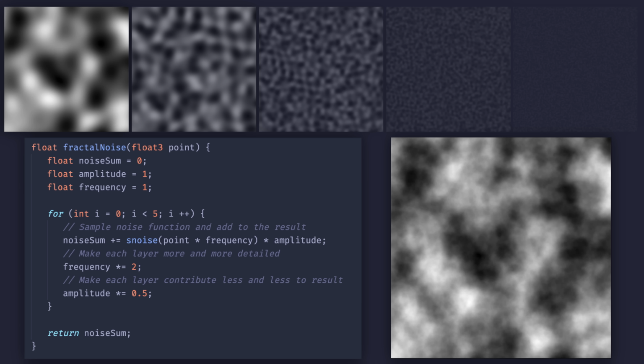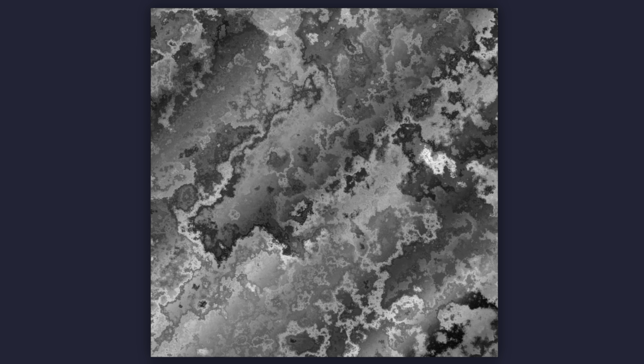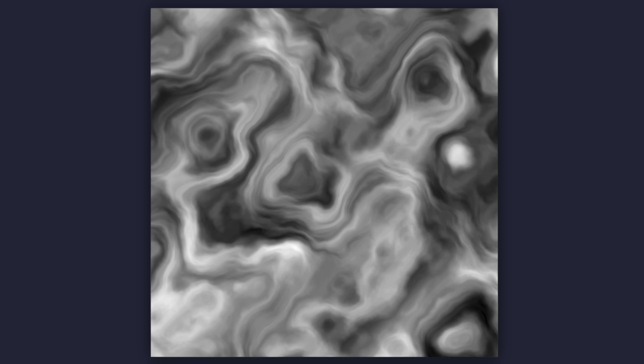For example, we're sampling the noise function at a point in space, so what if we offset that point using more noise? Well, as it turns out, this warps the noise in pretty cool ways. If you add a bit of color and animate some values, you can get some pretty stunning results.